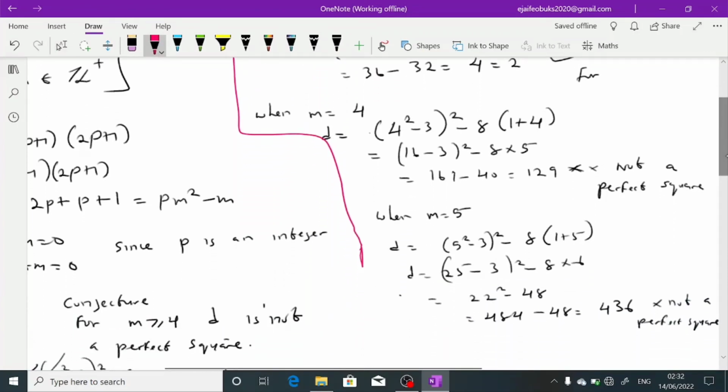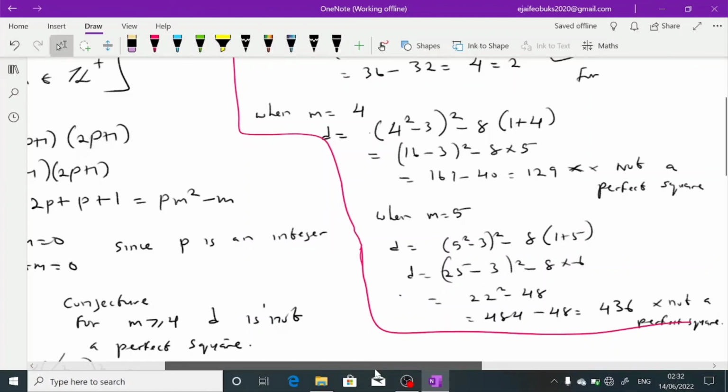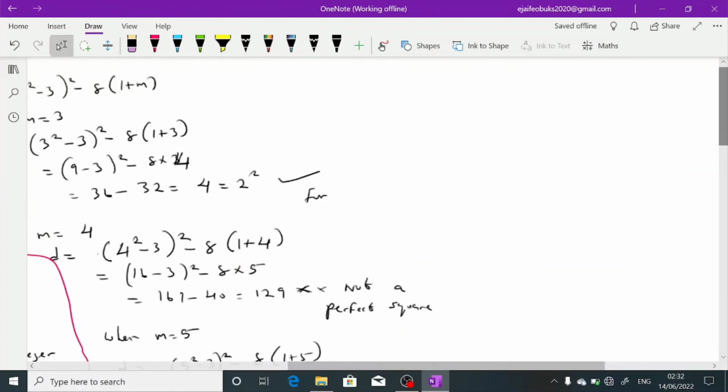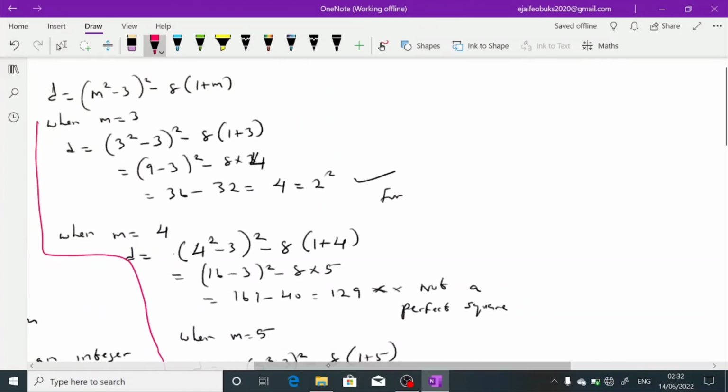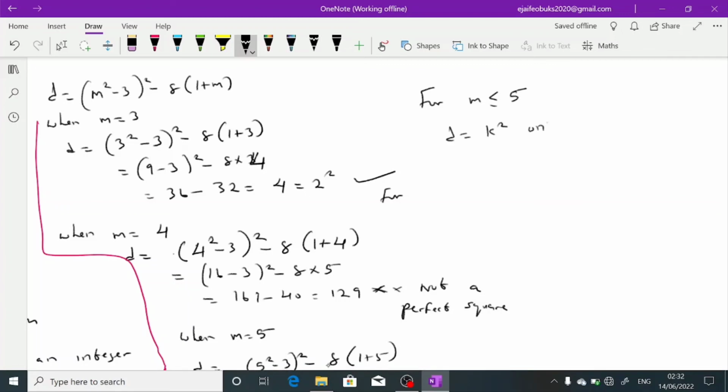For m less than or equal to 5, we have only this. So you can see that for m less than or equal to 5, d equals a square only when m equals 3. And when m equals 3, d is 2 squared, so k is equal to 2.